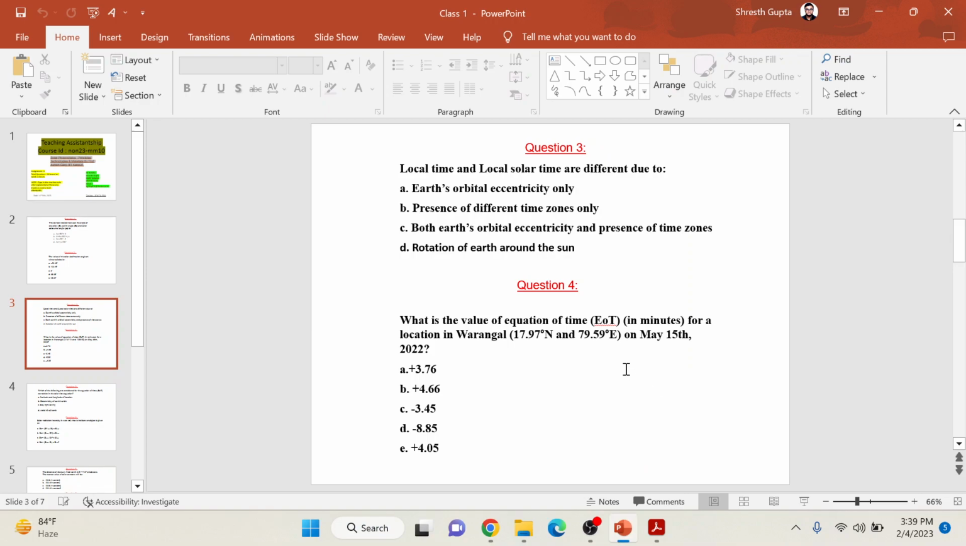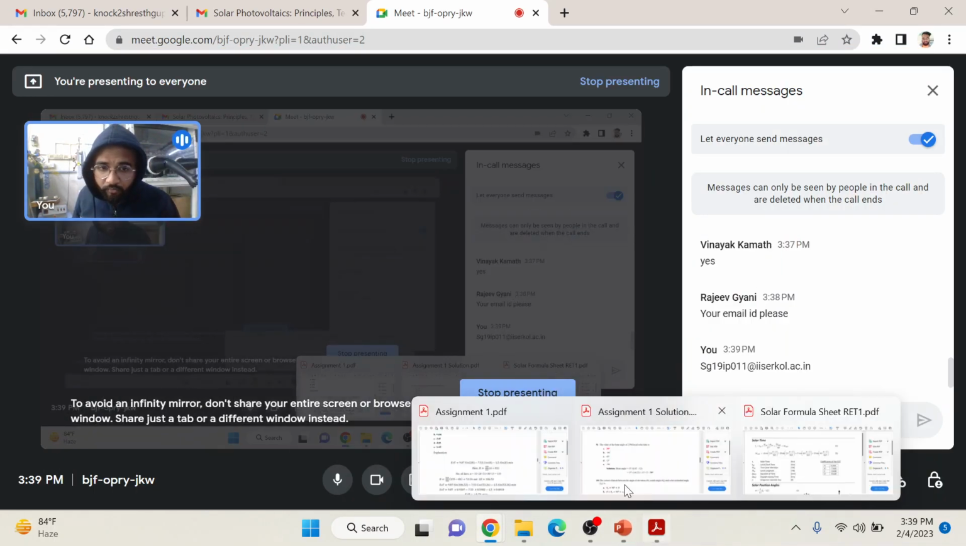Okay, so we are discussing this question. What is the value of equation of time for a location in Warangal? The latitude and longitude are given as 17.97 degrees north and 79.59 degrees east on May 15, 2022. So till May 15th, how many days are there?